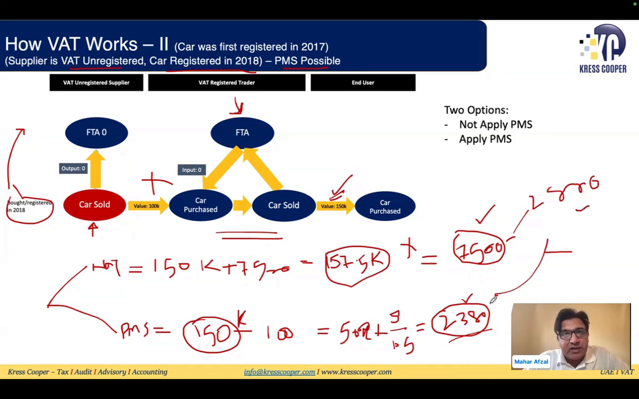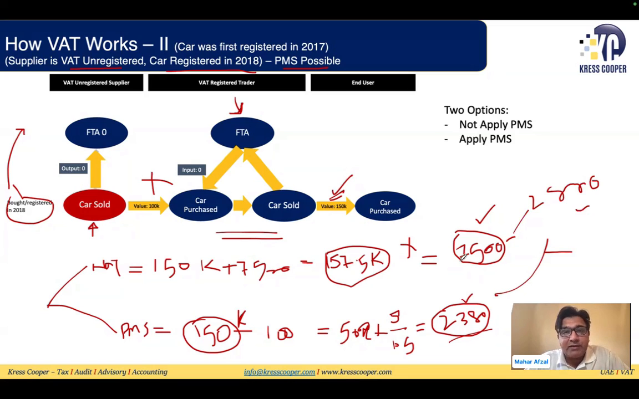So the crux is basically what I am trying to say: value addition is 50,000, but this party is paying tax on 150K, which is against the basic principle of VAT. So principally VAT would have been on the value addition. Might be this is the reason that we have implemented this profit margin scheme.